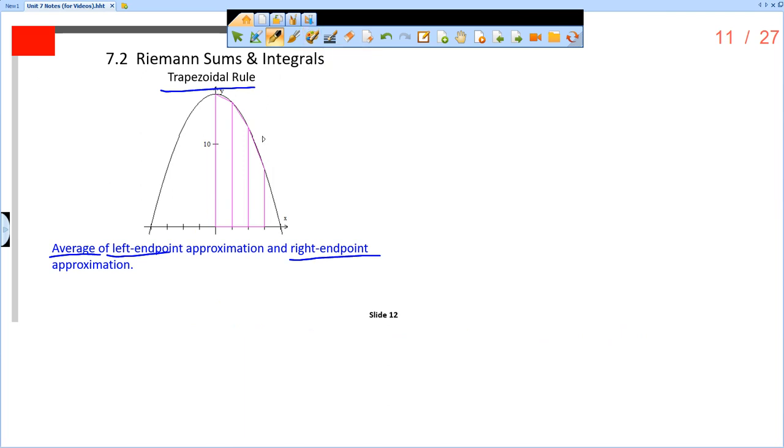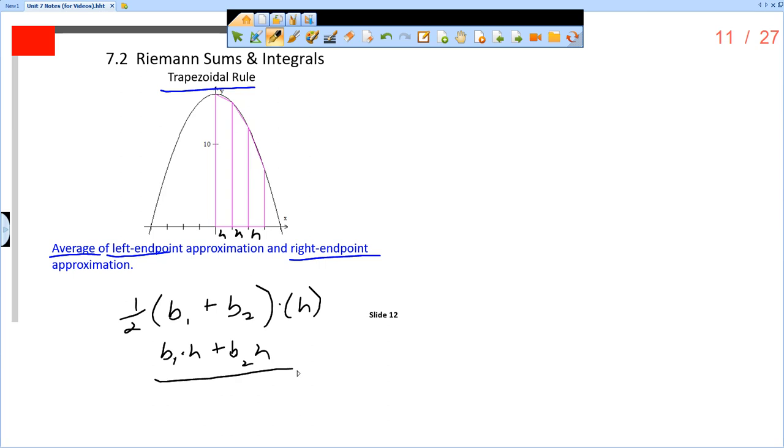All right, and so how would I find a trapezoid? Well, the area of a trapezoid is 1/2 base 1 plus base 2 times the height. Now, the height is actually the horizontal distance, so this is the height of each of these. And how is this actually the average of the two? Well, if you distribute the h, I have b1 times h plus b2 times h, and then take half of that. So it's the average of those two things.